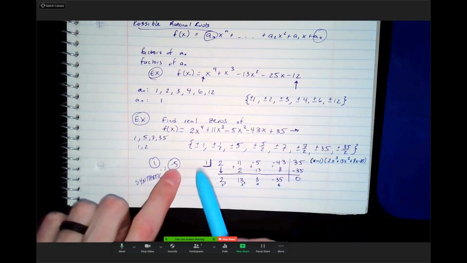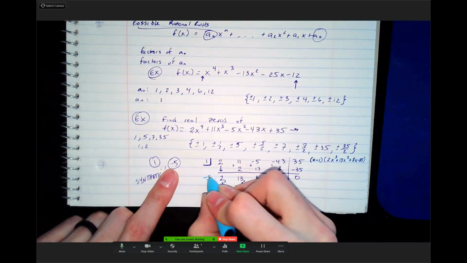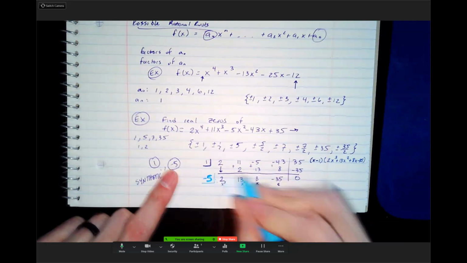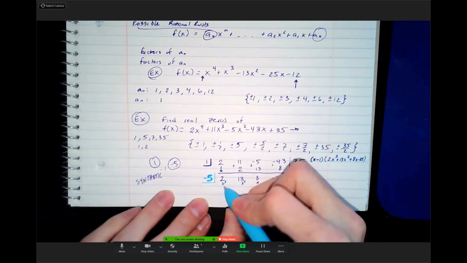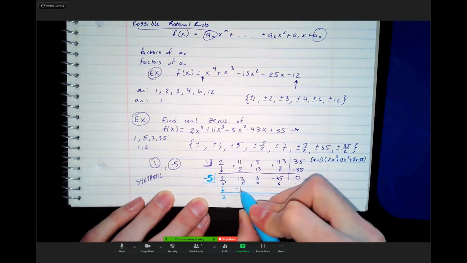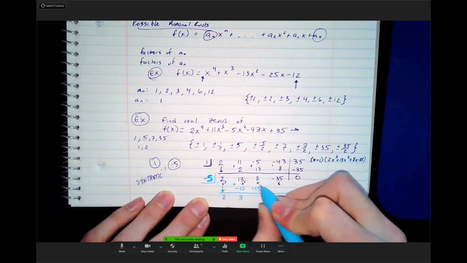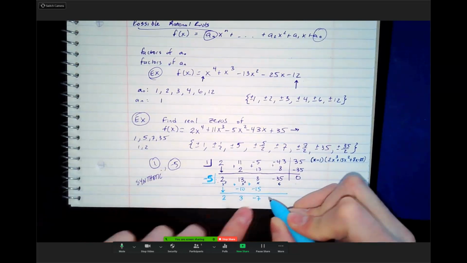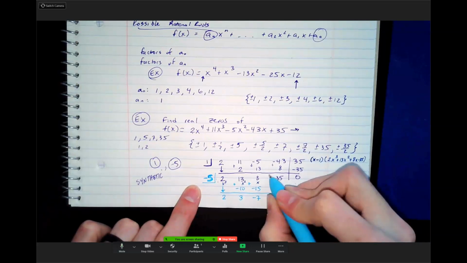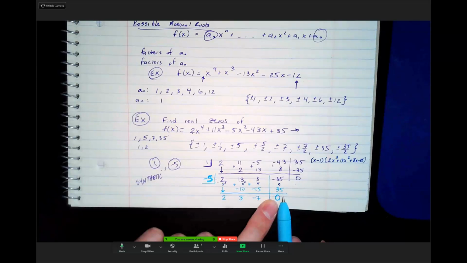Now, I also told you that -5 was a factor. So we're going to take -5 and we're just going to synthetically divide it out of all this stuff that's left. We're going to drop down the first number. 2 times -5 is -10. We're going to add those two things. We get 3. 3 times -5 is -15. We're going to add those. That's -7. -7 times -5 is 35. And just like last time, our remainder is 0, which means it's a factor.